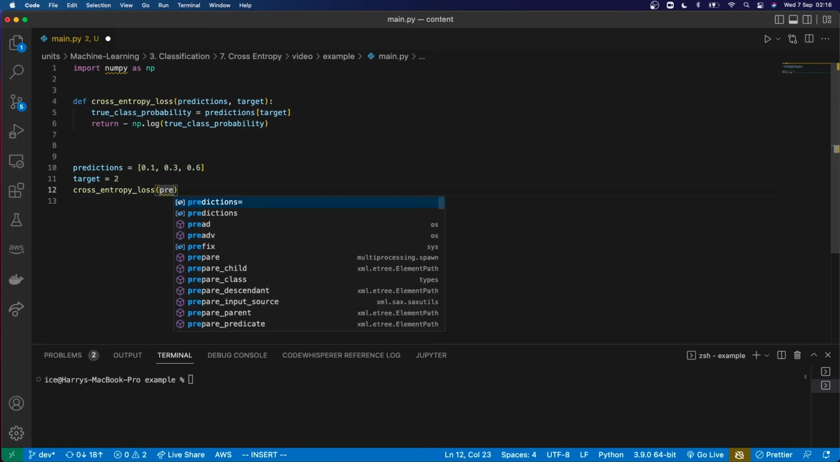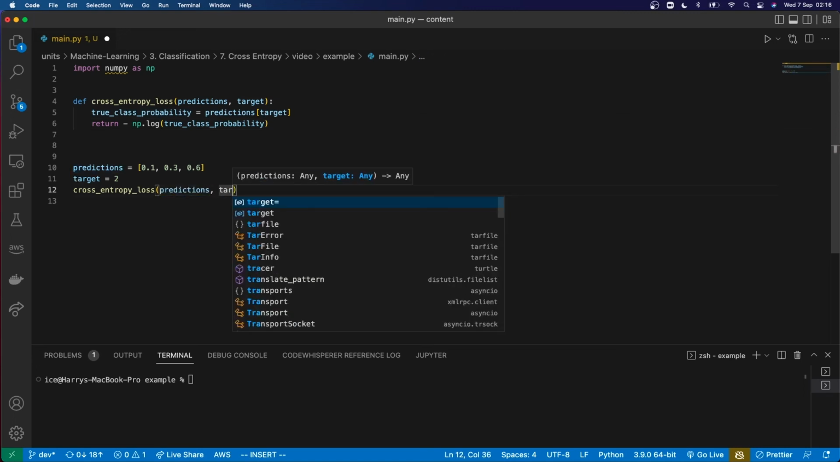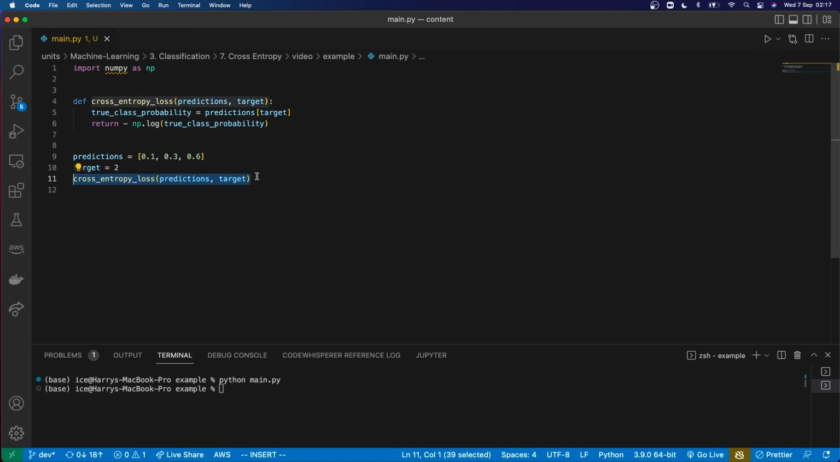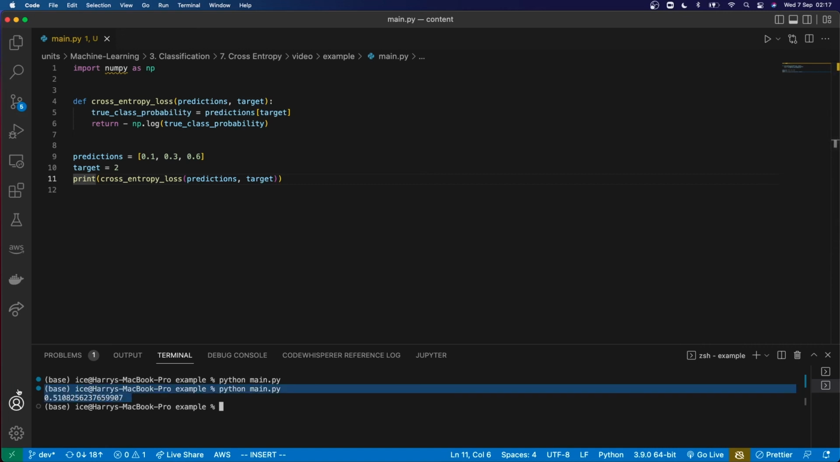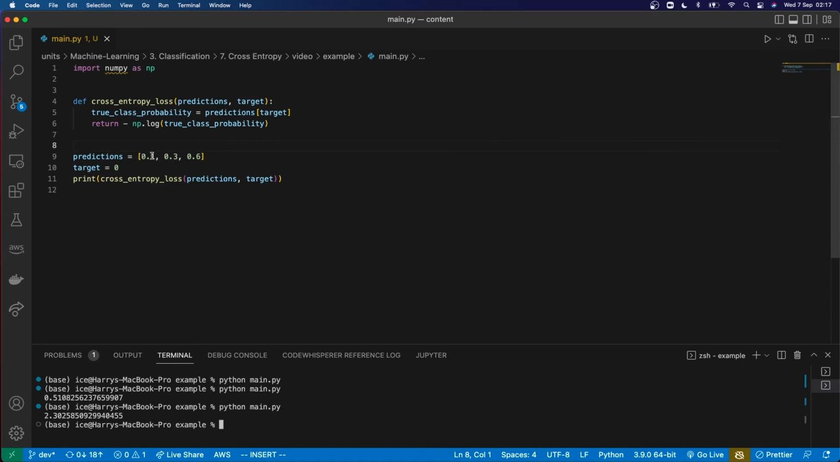And I'd need to pass in the predictions and the labels here. And then when I print the result, I get this back as the loss. If I change the label to a 0, meaning this is the probability predicted for the correct class, then the loss is going to be much higher. And as that gets smaller, the loss increases. And when I predict the true class with perfect confidence, I get 0 loss.